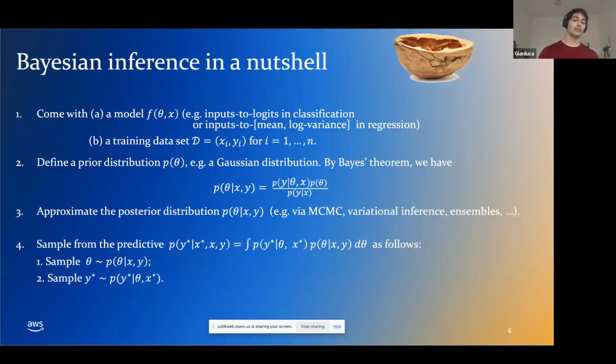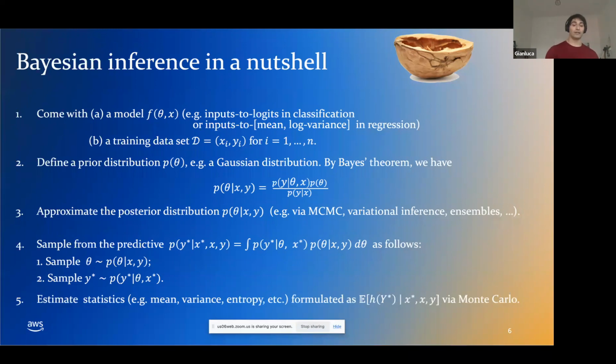Okay, then I have approximated my posterior distribution. What do I do with it? I want to sample usually from my predictive distribution. So the way I do it is to first sample my model parameters from my approximation of the posterior distribution, and then given the sample, I will instead sample my target variable y star. Okay, so I'm basically sampling from the joint here.